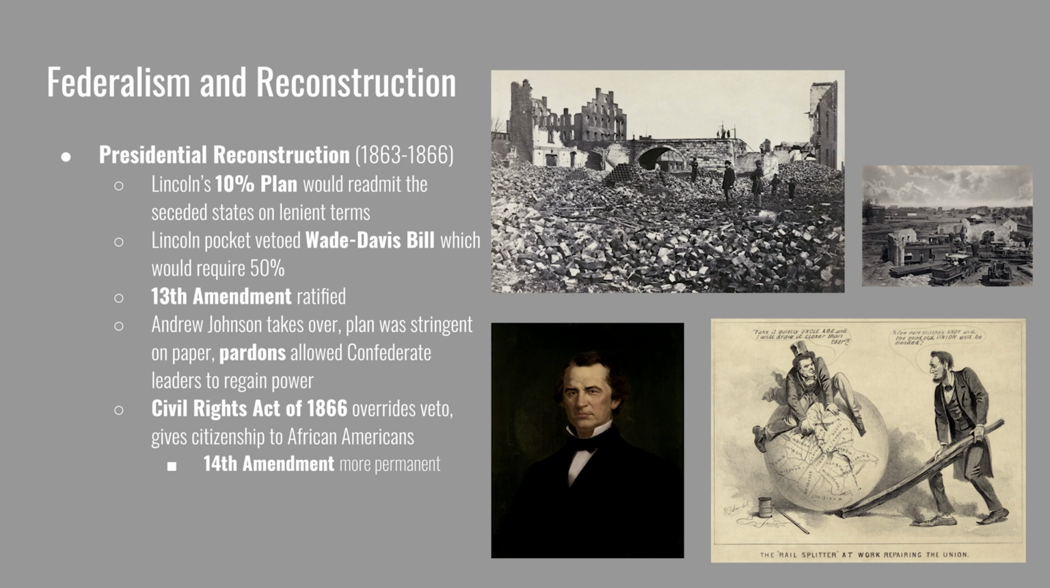The first plan of Reconstruction was presidential Reconstruction, and it was led by President Lincoln. In 1863 is when he first began to think about what a post-Civil War United States would look like, what it would take for the southern states to come back into the Union. The way Lincoln saw it, secession was unconstitutional. It could not happen, so technically the southern states were only in rebellion and had never left.